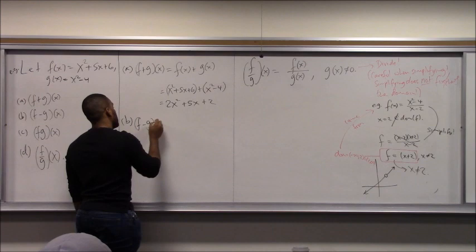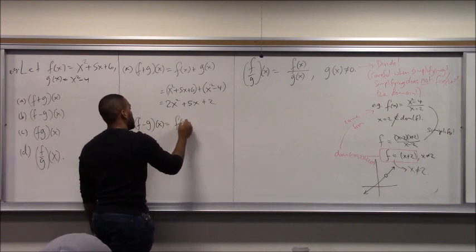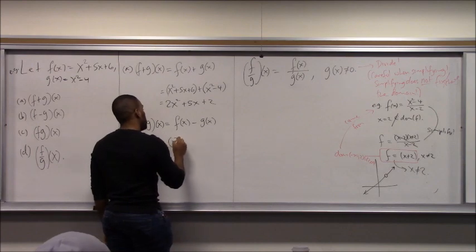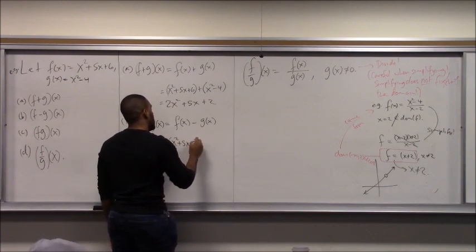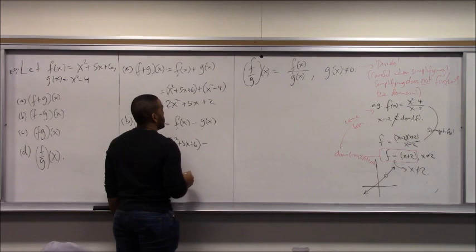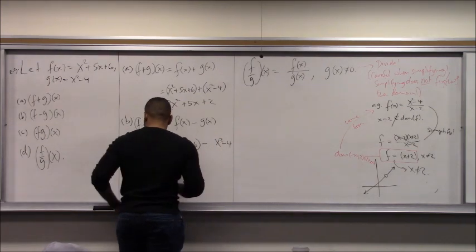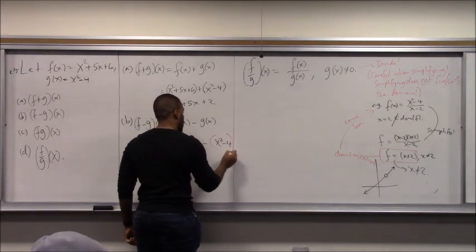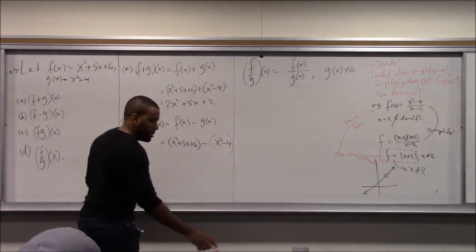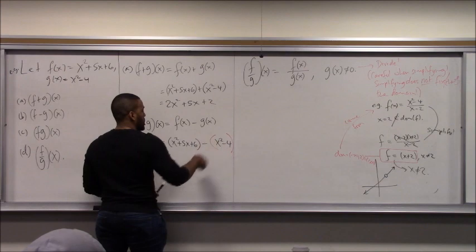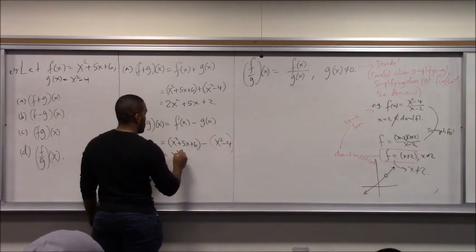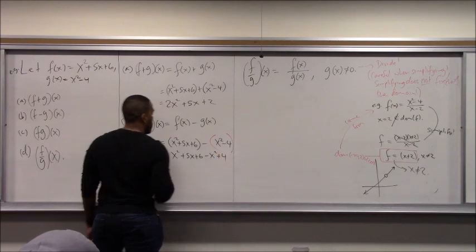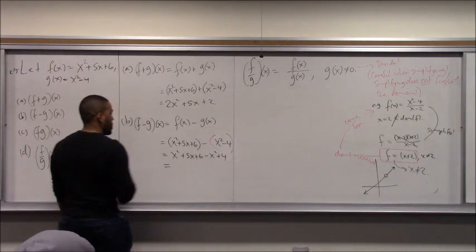If you have f minus g, just remember this is f of x minus g of x. This is going to be x squared plus 5x plus 6 minus x squared minus 4. Especially here, it is especially important that you do not forget the parentheses. The distributive law will take effect to change all the signs here. x squared plus 5x plus 6 minus x squared plus 4. And so that would become what?